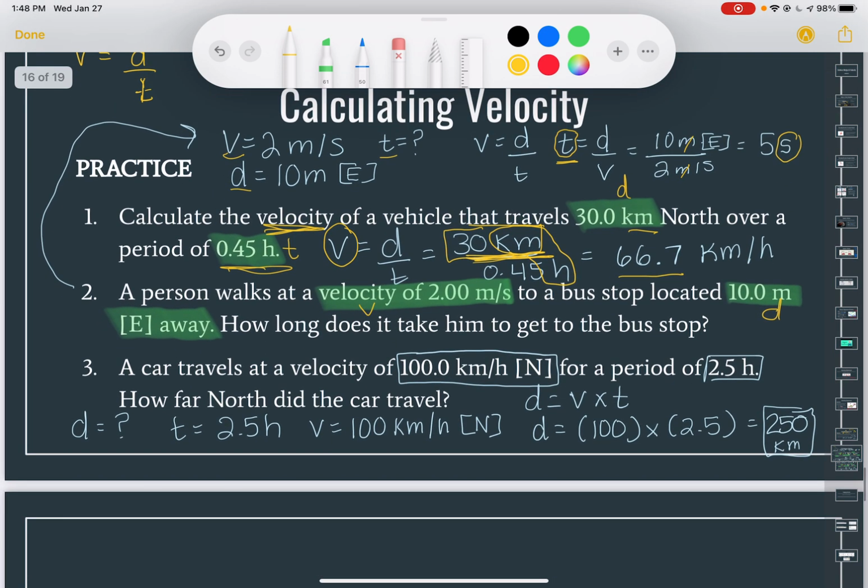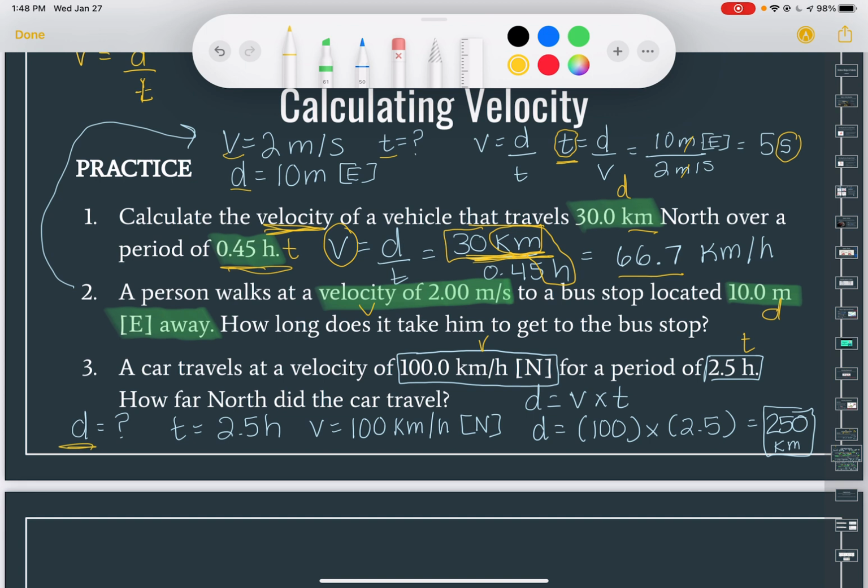All right, now there's one more here at the bottom. It says a car travels at a velocity of 100 kilometers an hour north for a period of 2.5 hours. So here we've got a velocity and we've got a time. So our distance is what we're missing.